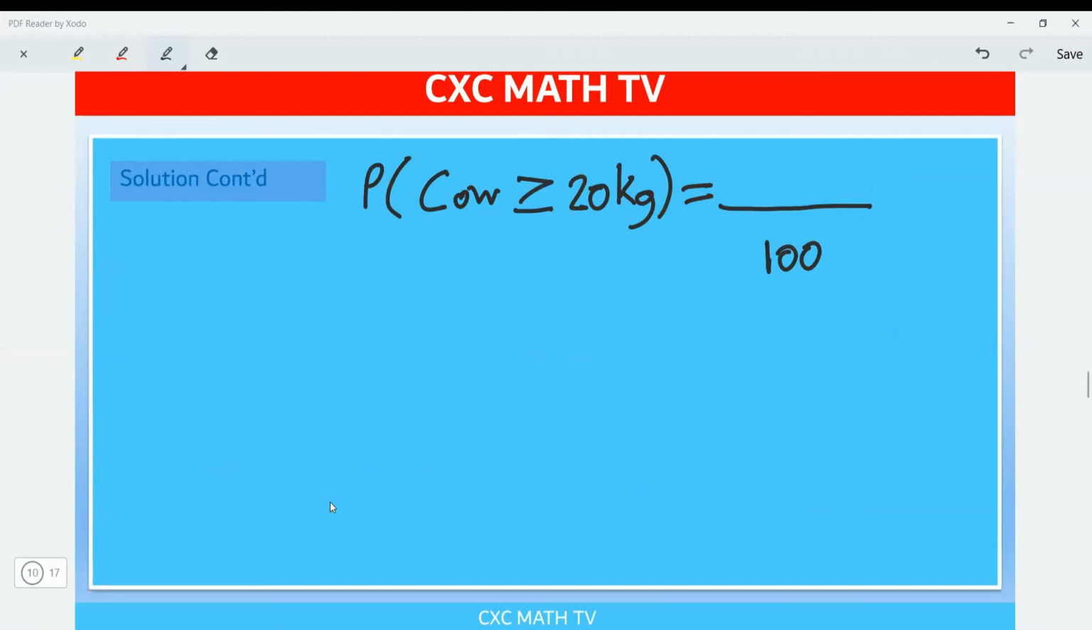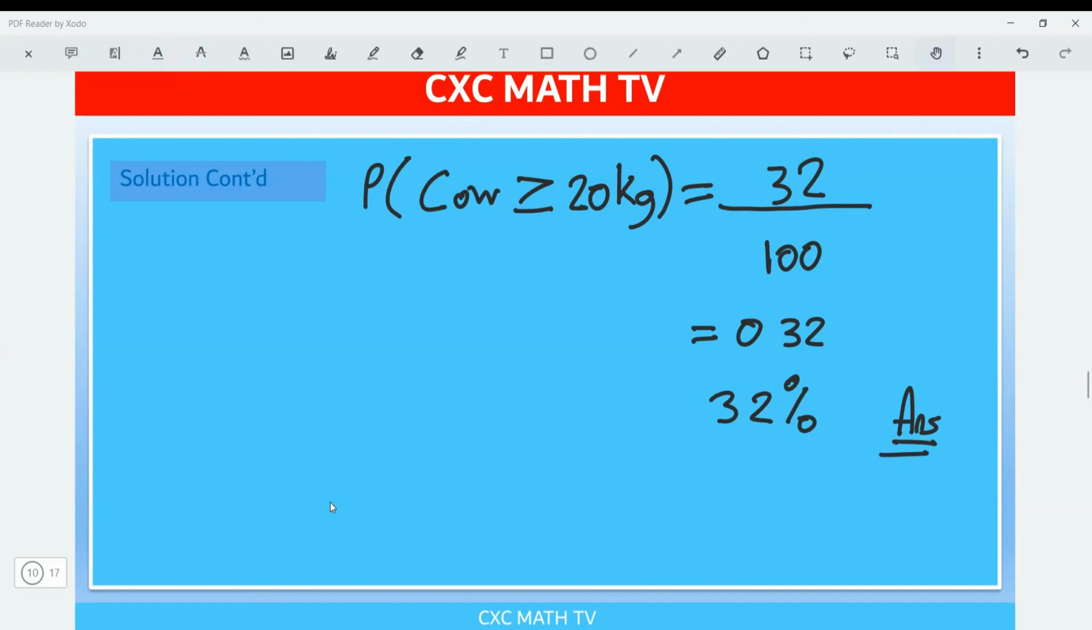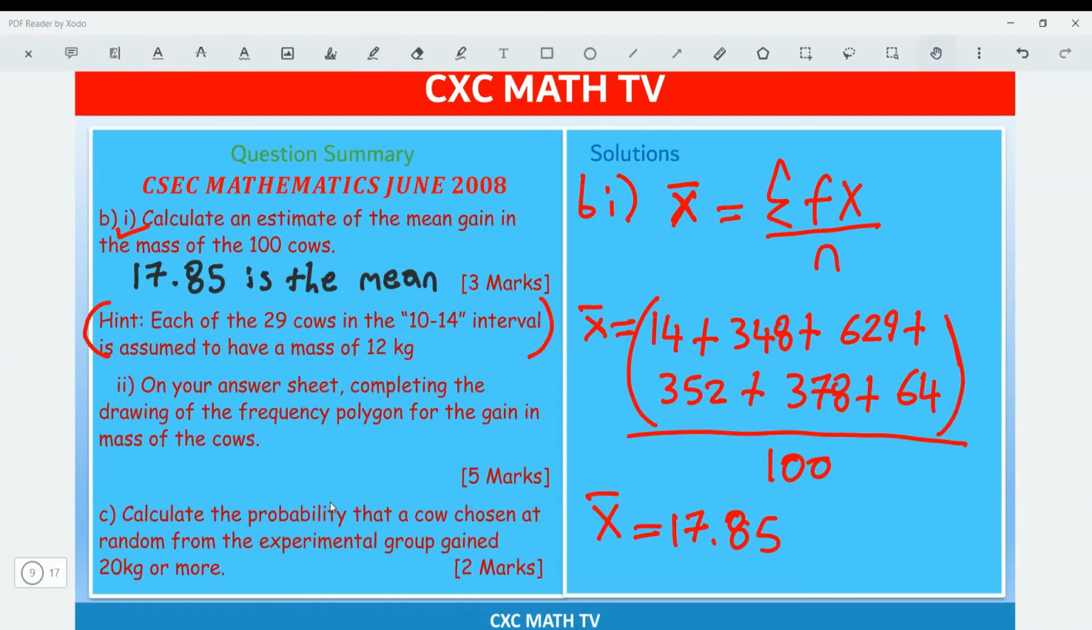So that means the probability a cow gains more than 20 kilograms is 32 over 100, or you might say 0.32, or you might say 32%. Whichever way you want to write your probability is perfectly fine, all right? So right here for part C, this is 32%, or 0.32 as a decimal.